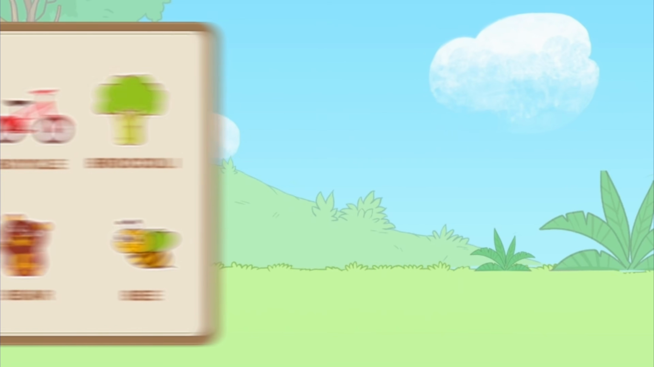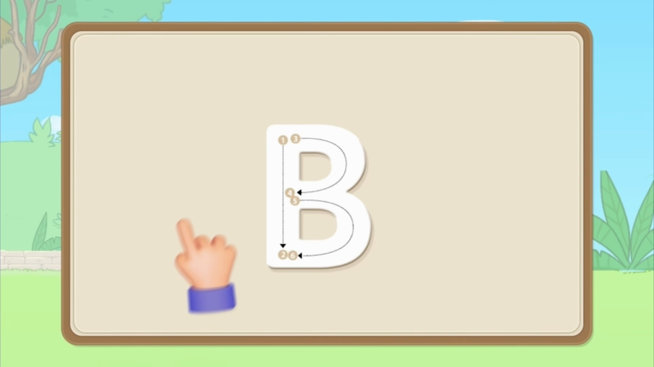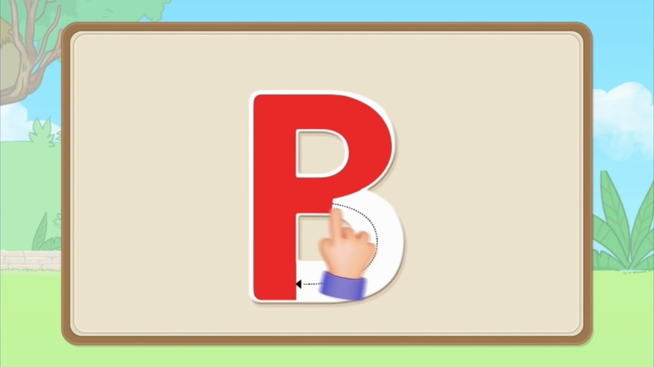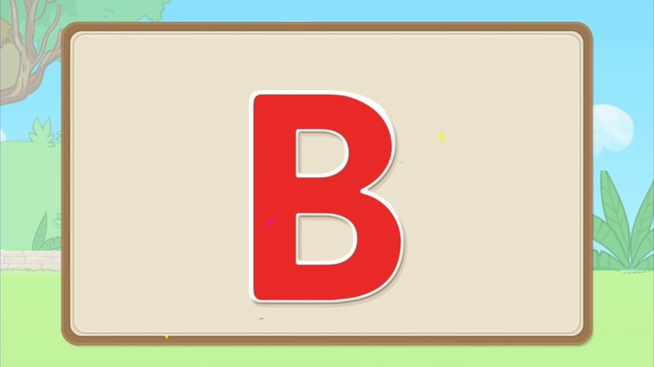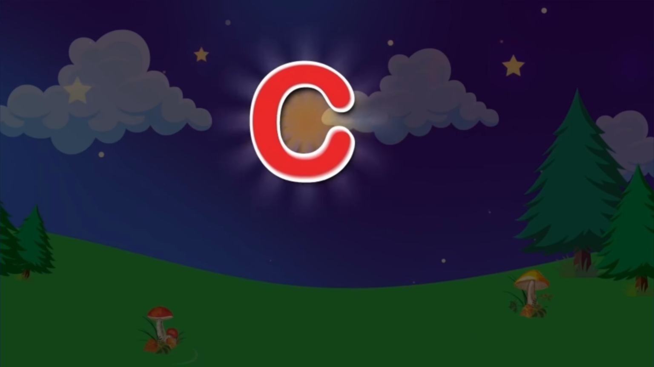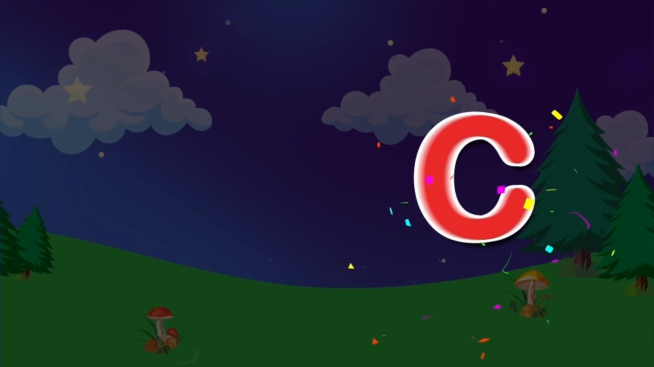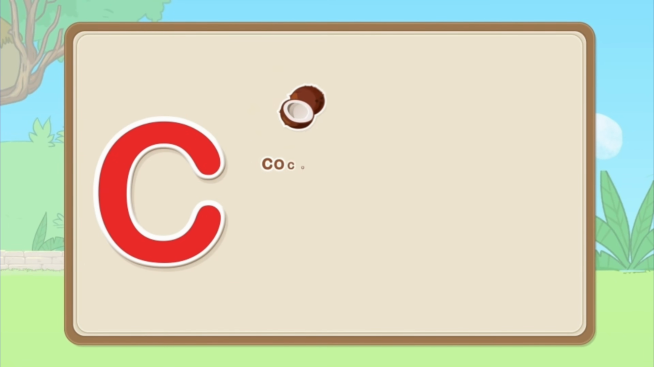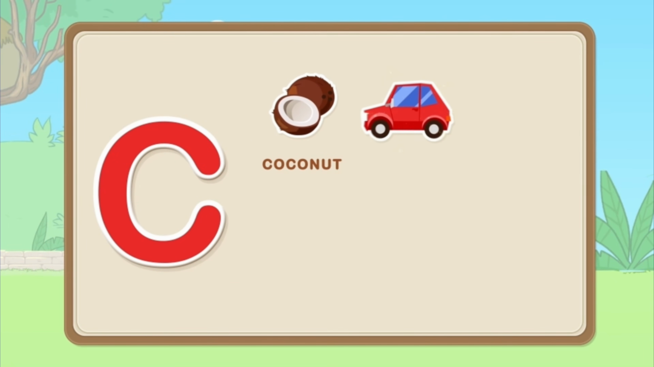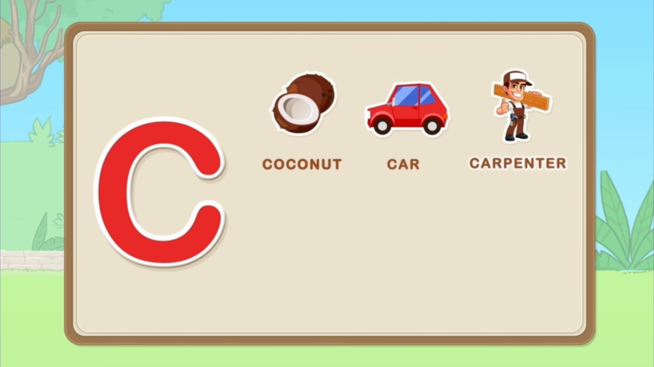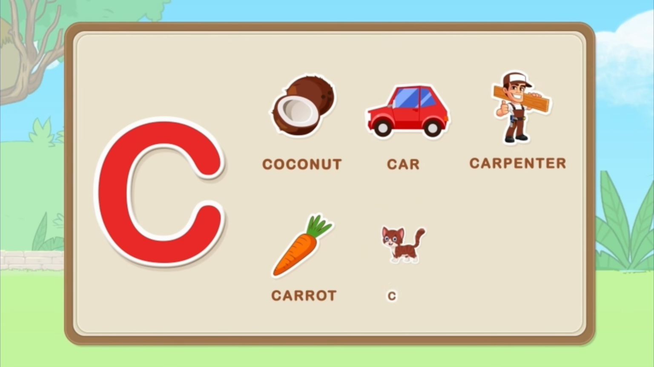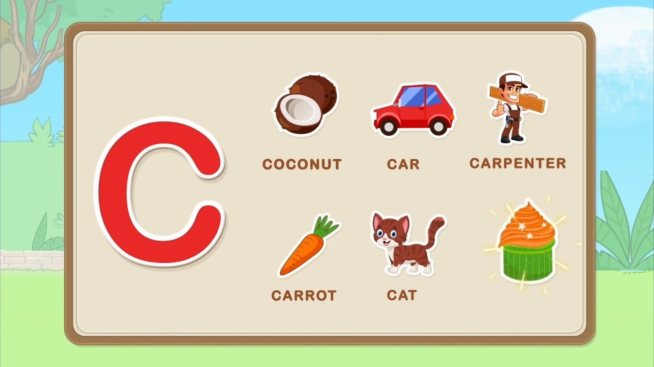B. Now, let's learn how to trace the letter. Perfect. C. C is for coconut, car, carpenter, carrot, cat, cake.